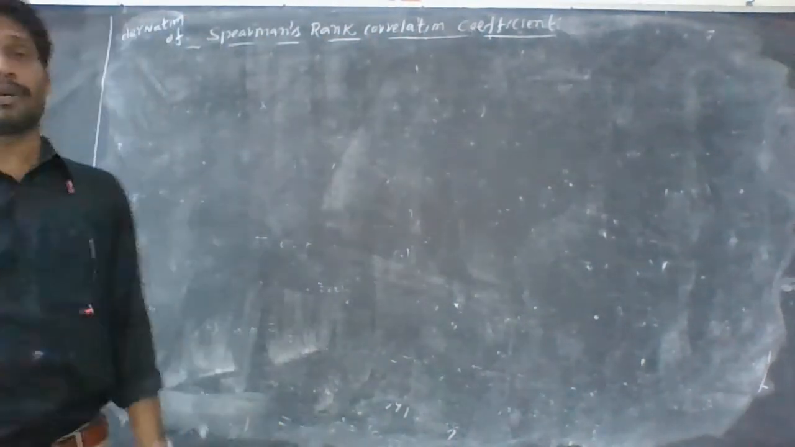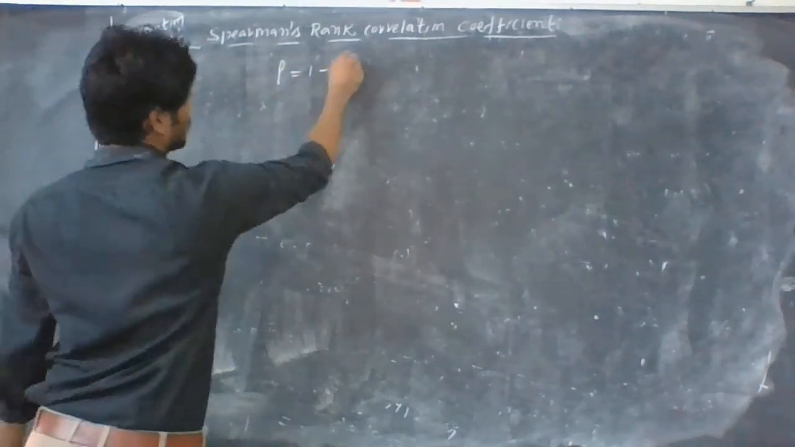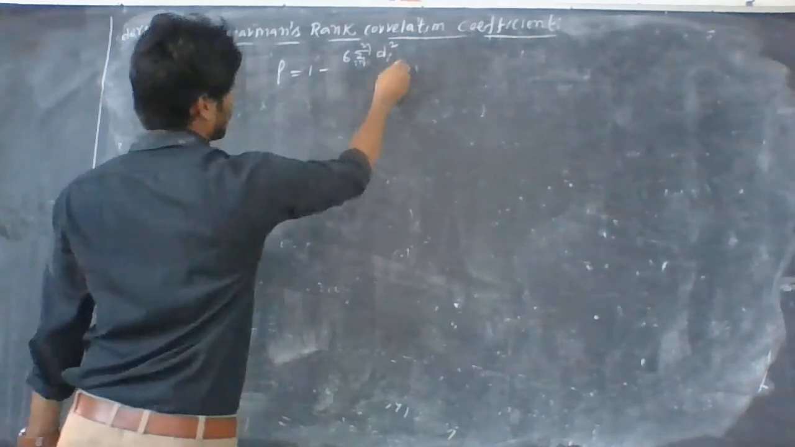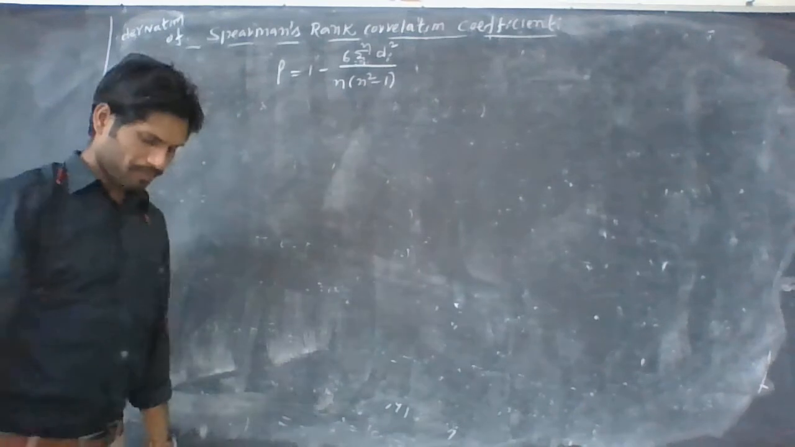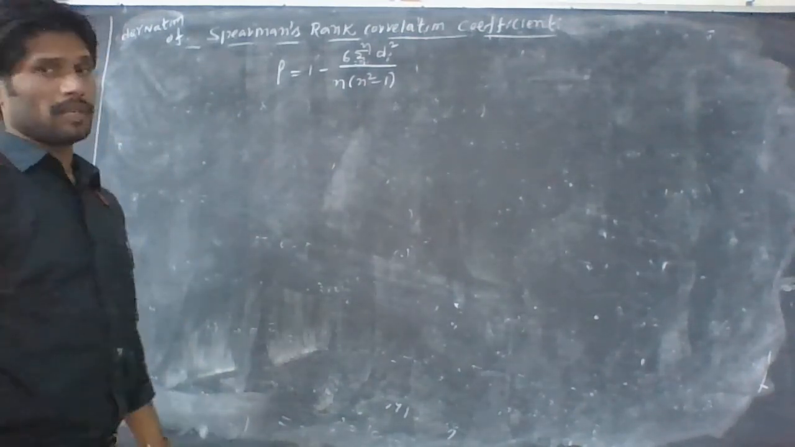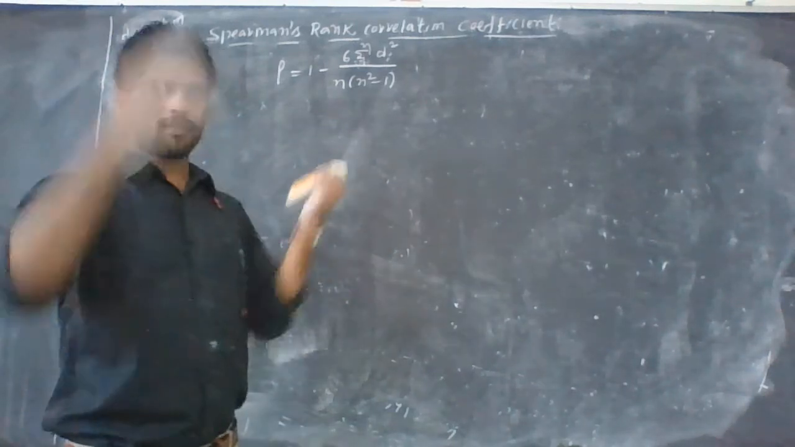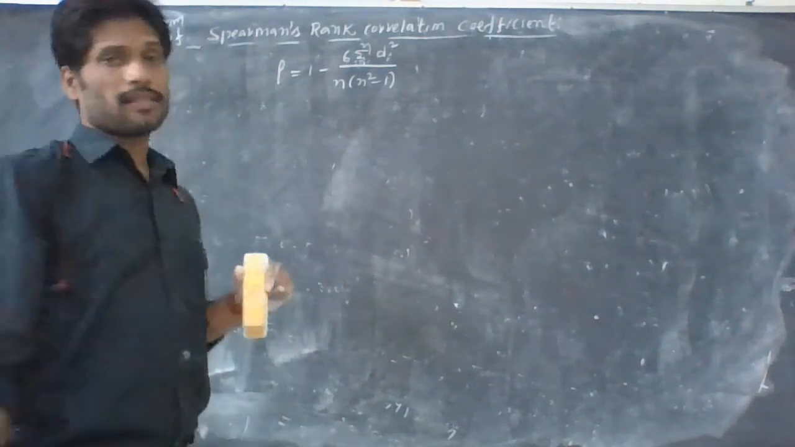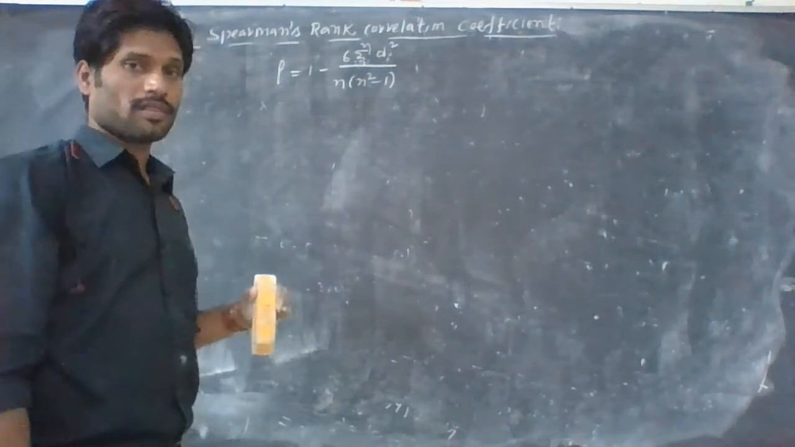Okay, very important derivation. The derivation becomes rho is equal to 1 minus 6 into summation i is equal to 1 to n di square by n into n square minus 1. This is the formula for Spearman's rank correlation coefficient, a very easy formula. X and y are different types of values. Di means deviation, the formula is xi minus yi, and n is the number of observations.